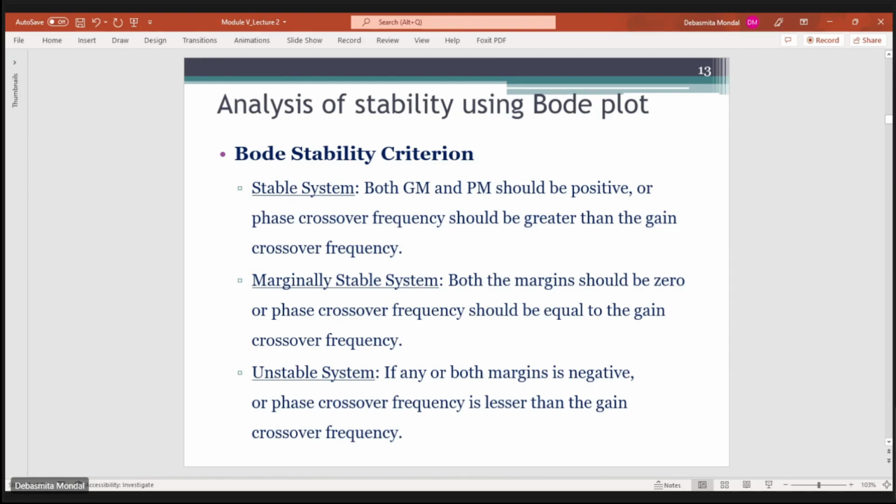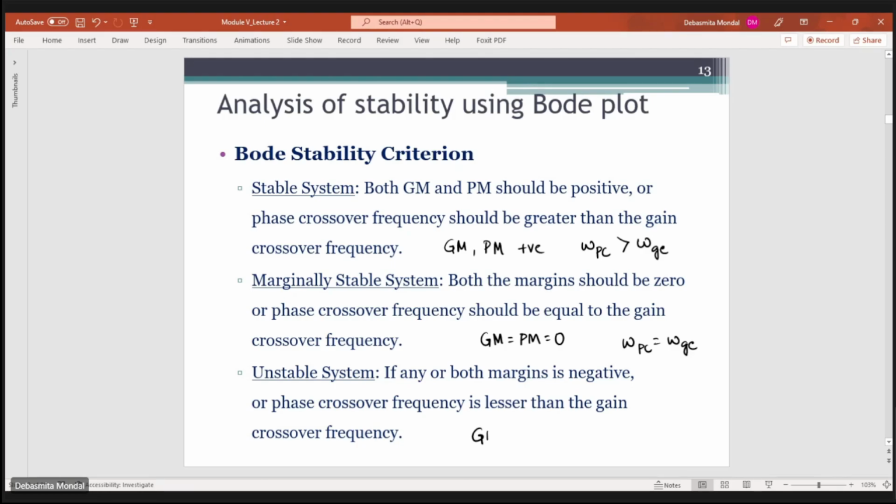And the system will be marginally stable if both the gain margin and the phase margin are 0, or the phase crossover frequency is equal to the gain crossover frequency. So GM and PM have to be positive, or the phase crossover frequency has to be greater than the gain crossover frequency. But if GM = PM = 0, and the gain crossover frequency is equal to the phase crossover frequency, that is the condition for a marginally stable system.